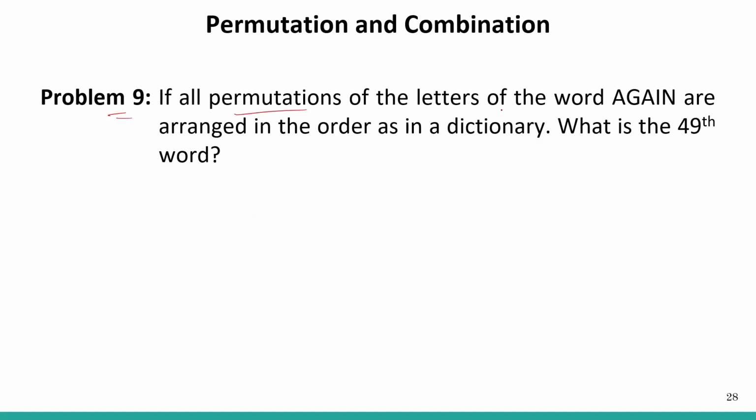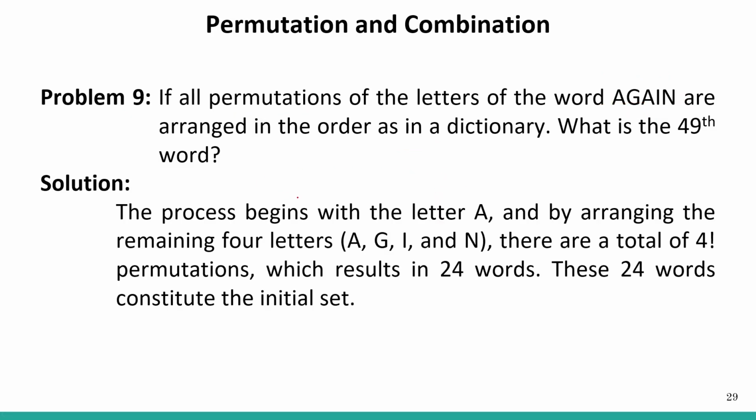Okay, so let's try to actually solve problem number 9. If all the permutations of the letters of the word AGAIN, where you can see all the 5 letters are actually distinct, are arranged in an order as in a dictionary, what is the 49th word? So the process begins with the letter A, because in a dictionary it comes in alphabetical order. So in alphabetical order A comes first, and by arranging the remaining 4 letters A, G, I and N, there are basically total 4 factorial permutations.